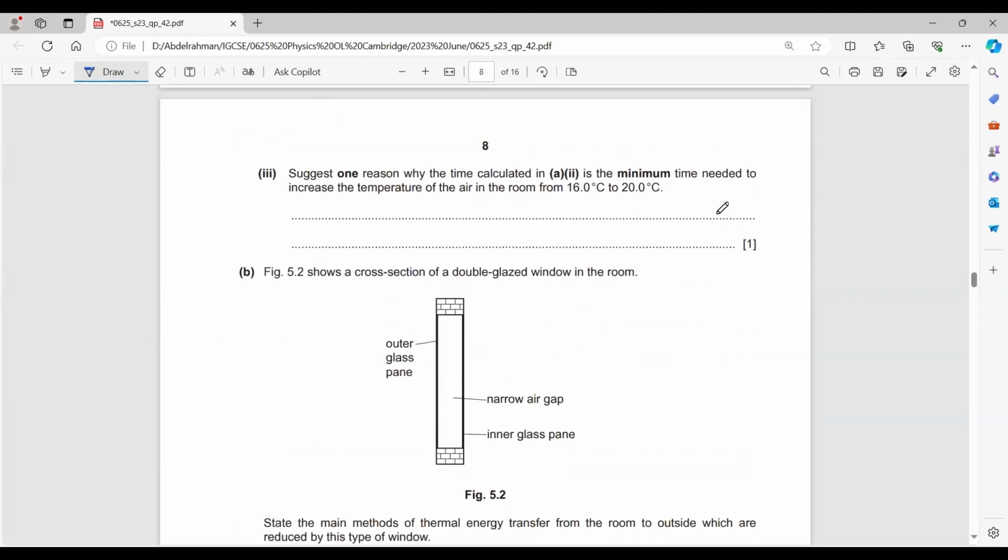Suggest one reason why the time calculated in part A is the minimum time needed to increase the temperature. Why is it the minimum time needed? Because energy could be lost into the surroundings. Definitely. Okay, could be lost to the surroundings.